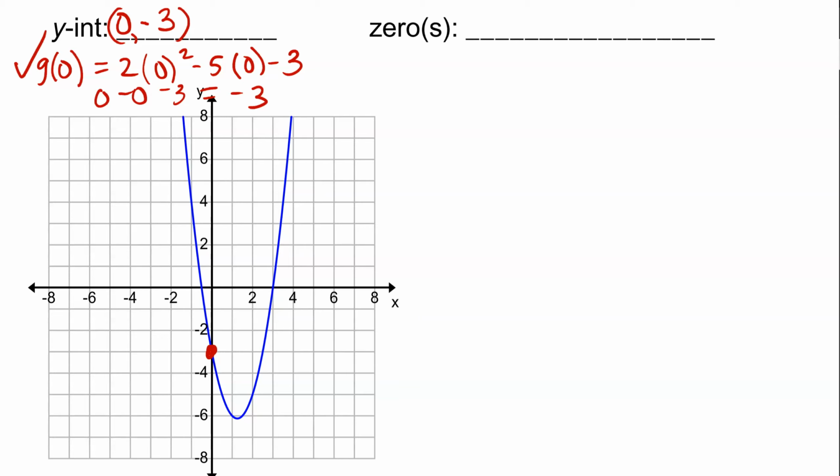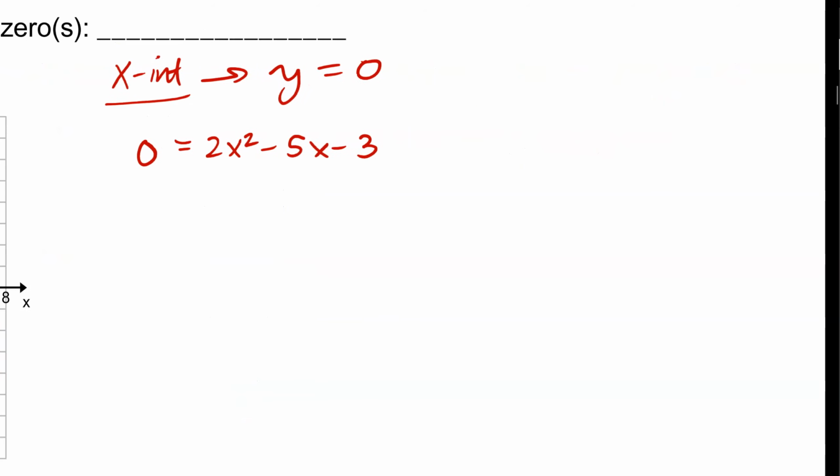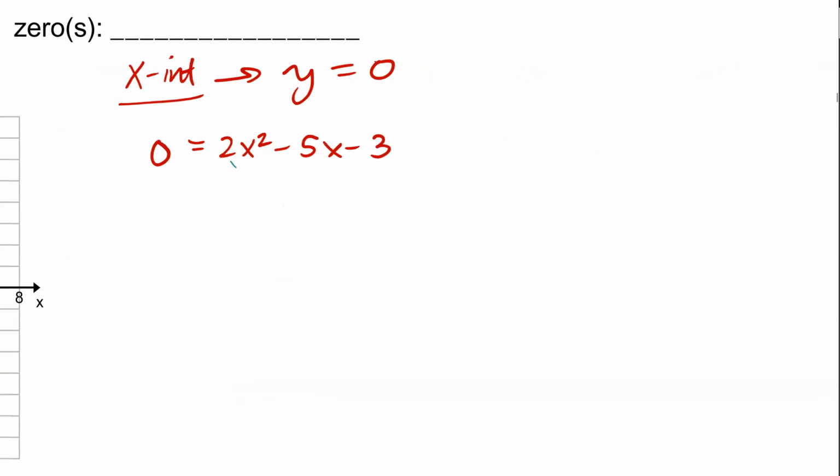Solid. Okay, now my zeros. So this is my x-intercept. X-intercepts is when you plug in 0 for y. So I have 0 equals 2x squared minus 5x minus 3. And then we have to factor. So the old case-if method. I don't know, is that what you call it? Case-if method? That's what I call it.